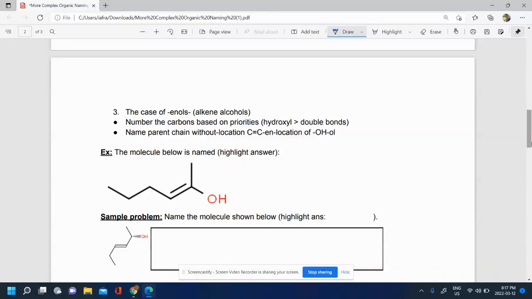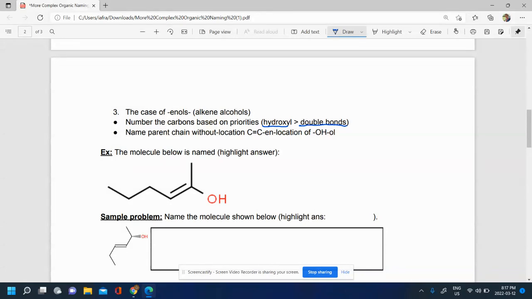In this video, we're going to name enols. Enols are essentially just alkene alcohols. So to name the enol, all you have to do is number your carbons based on the priorities. Now, in this case, the tricky thing to remember is that hydroxyl takes priority over the double bonds. So you want to make sure it gets the lower number.